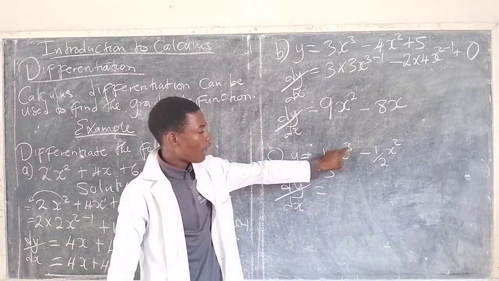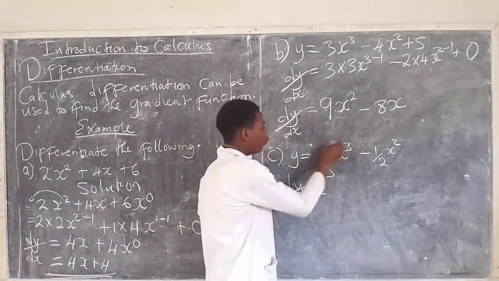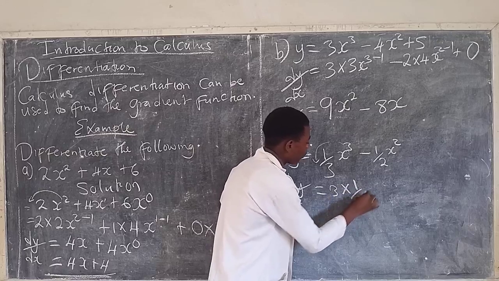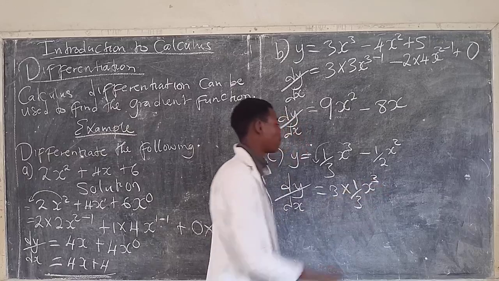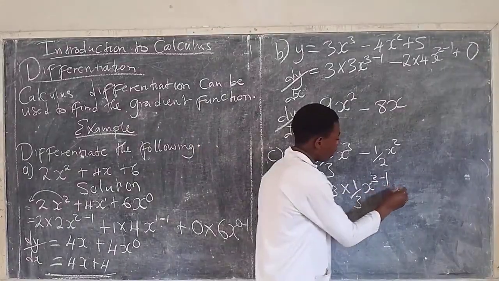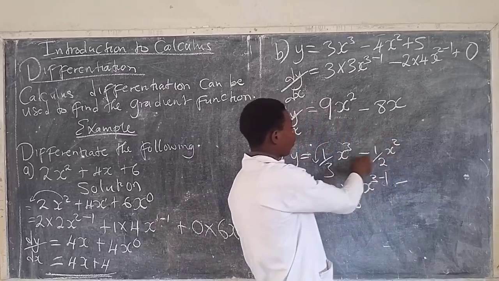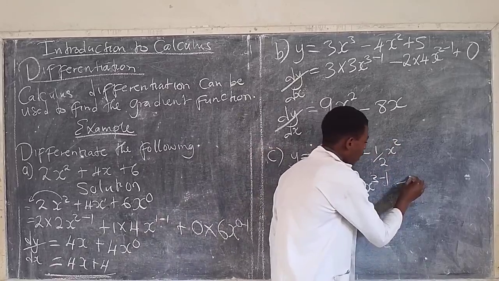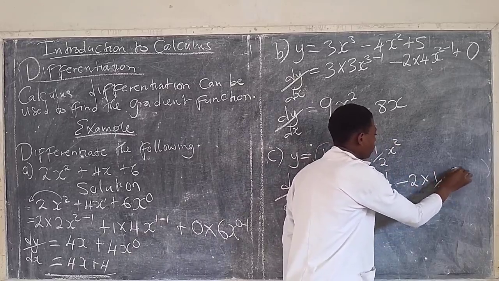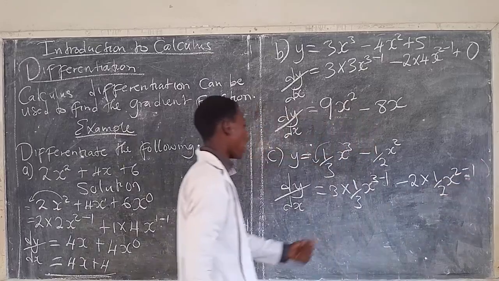Then here we have the power. We are going to drop the power and say 3 times 1 over 3, x raised to the power 3, then subtract 1. We have minus, and we have 2, it will be dropped there. We have minus 2 times 1 over 2, x raised to the power 2 minus 1.